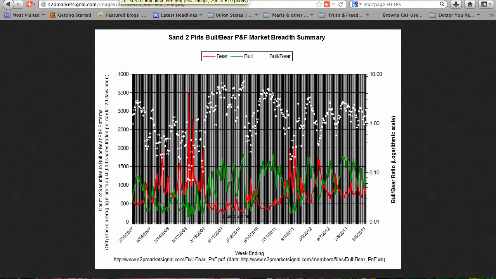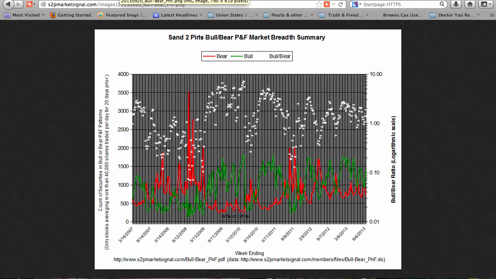Market breadth. With this past week's market advance, our bull-bear point and figure ratio rose from 1.40 to 1.89, advancing further back into bullish territory. The total count of securities in bullish or bearish patterns increased 8% to 2,116. The count of bearish stocks decreased 10%, while the count of stocks in bullish patterns increased 21%.